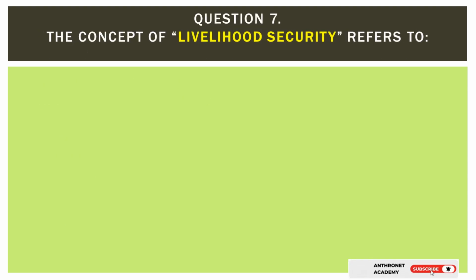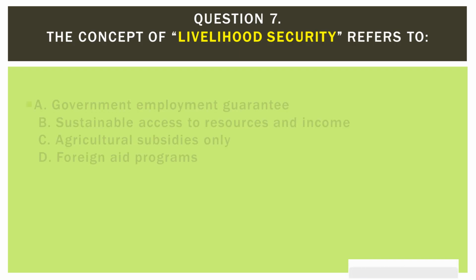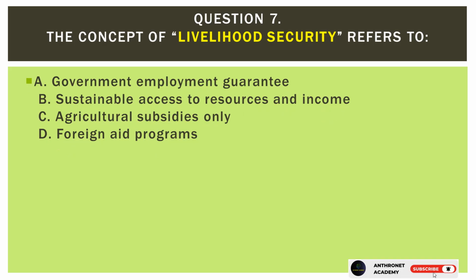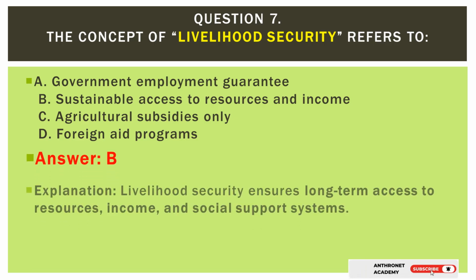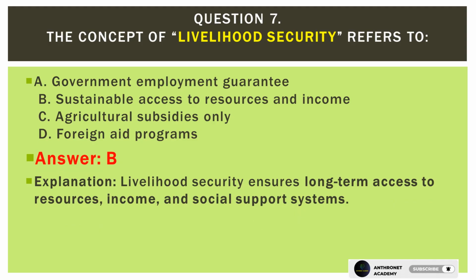Question 7. The concept of livelihood security refers to A. Government employment guarantee. B. Sustainable access to resources and income. C. Agricultural subsidies only. D. Foreign aid programs. Answer, B. Explanation: livelihood security ensures long-term access to resources, income, and social support systems.